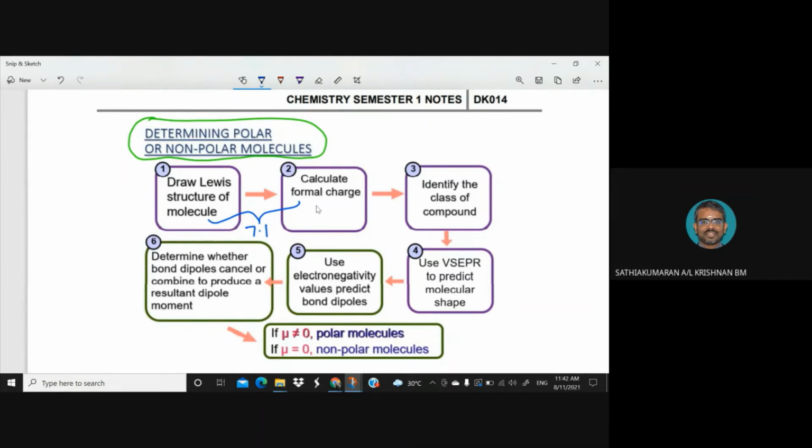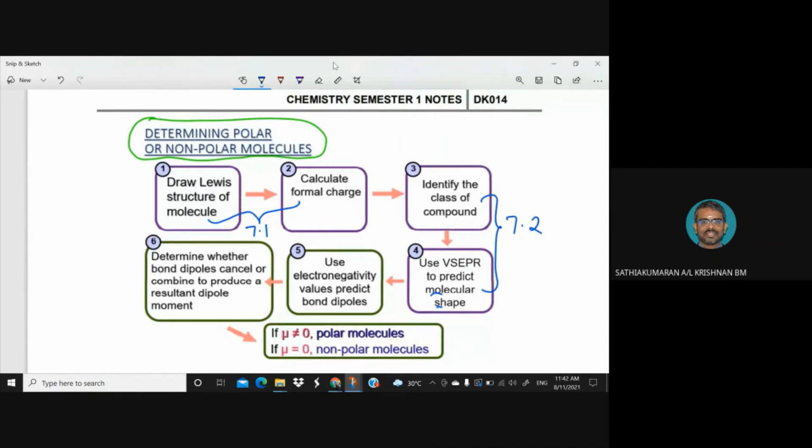The most stable Lewis structure we are going to bring to 7.2. We are going to identify the class of compound. After that, we use valence shell electron pair repulsion theory to predict the molecular shape. So this one will be your 7.2.